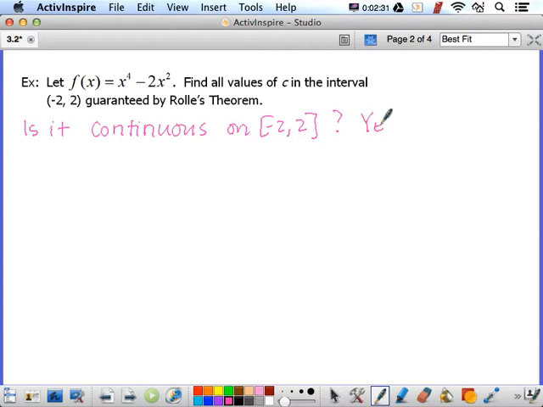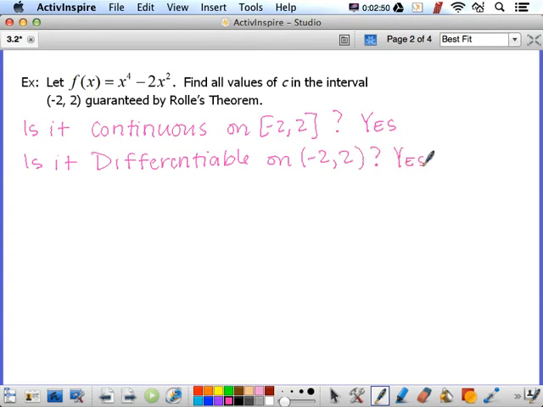Yeah. Okay. Do you believe it's differentiable? Yes. We know it's differentiable. Why? We can take the derivative of it, right? If we take the derivative, we get 4x cubed minus 4x, right? And there's nowhere in there that would be undefined. So we believe that it's differentiable.